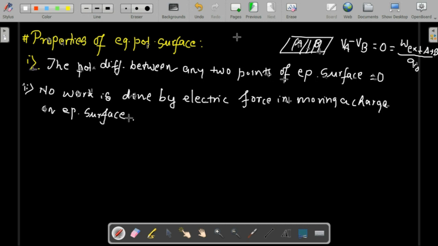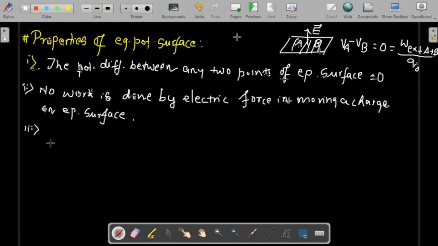That's my second property. Okay, so you can obviously see it from this particular result, so anyway I'm not doing it. There can be other properties as well. We can always talk about the direction of the electric field in an equipotential surface. So always see this. If this is my equipotential surface, the direction of the electric field will always be perpendicular to the equipotential surface.